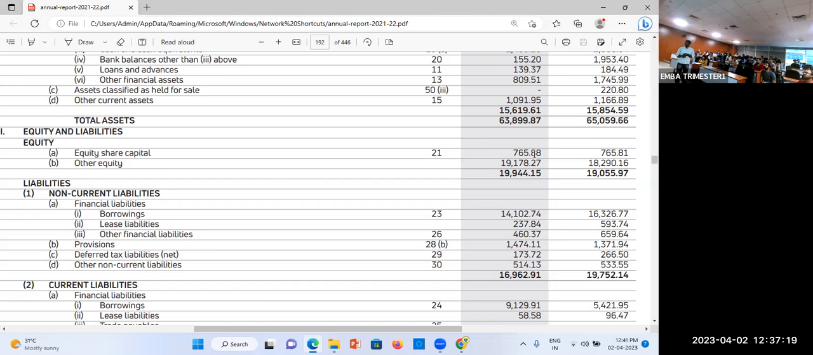Put together is 19, okay, assume 20,000 crore. 20,000 crore is the book value of equity of this company. 20,000 crore divided by number of equity shares. How many number of equity shares are there? You can go to share capital, note number 21. If you go to note number 21, you will come to know how many shares are there. So 20,000 crore divided by number of shares will be equal to book value of one equity share.